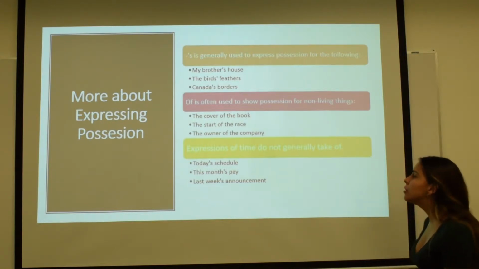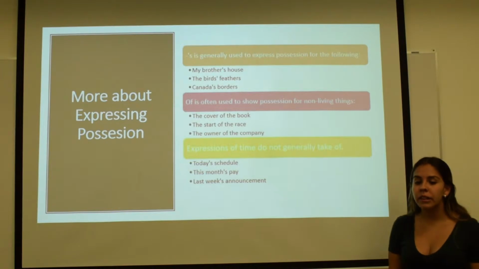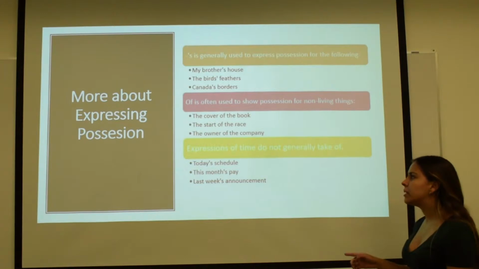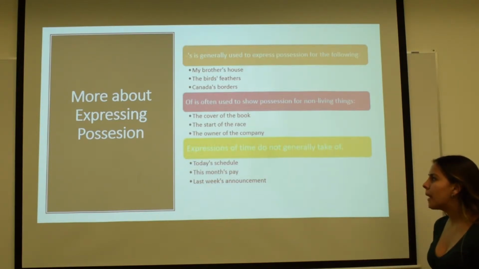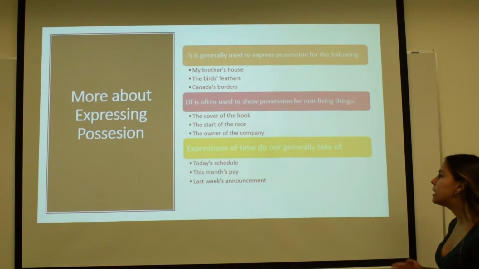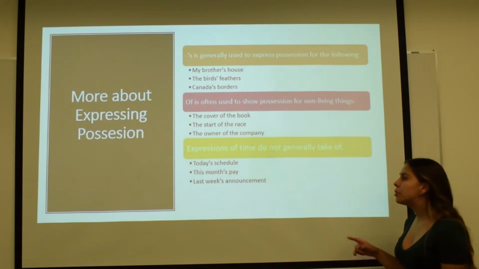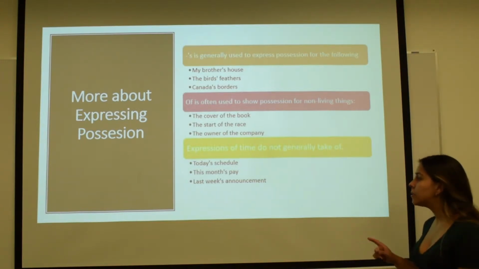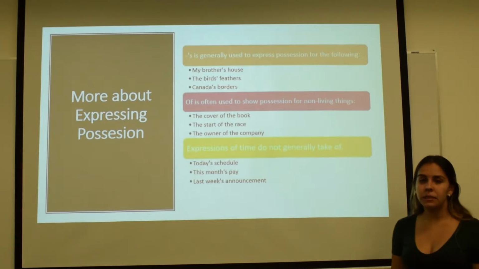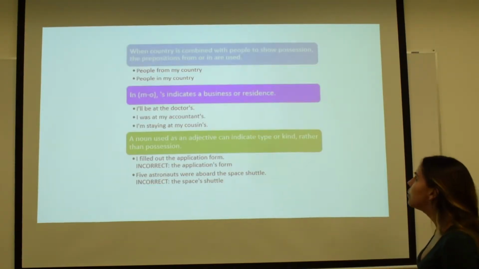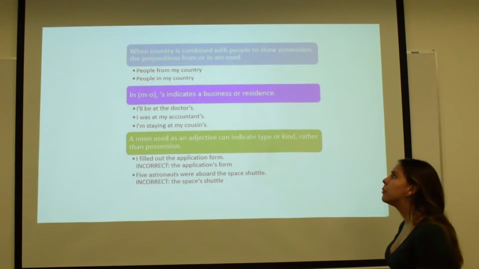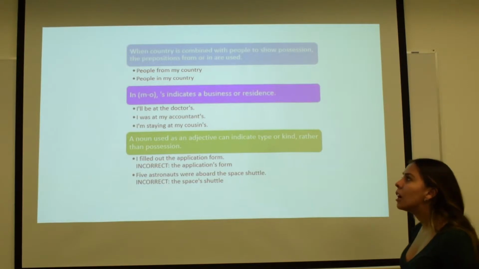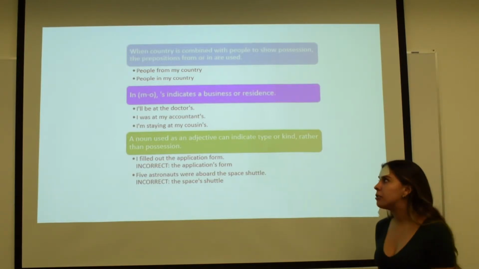Of is often used to show possession for non-living things. For example, the cover of the book, the start of the race, the owner of the company. Expressions of time do not generally take of. For example, today's schedule, this month's pay, last week's announcement. When a country is combined with people to show possession, the prepositions from or in are used. For example, people from my country, people in my country.